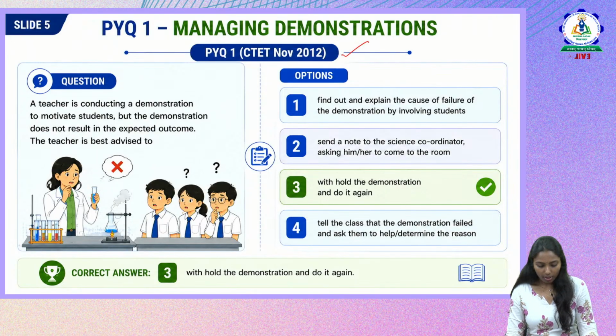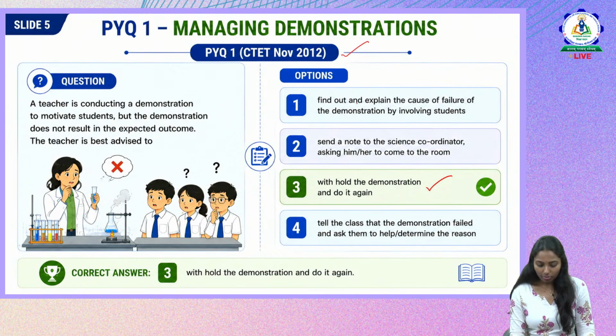So if you see here, as we know in lecture cum demonstration method, even if anything goes wrong, if it doesn't happen as it was supposed to happen, the best thing here is to withhold the demonstration and do it again from the first, as this will give students the right emphasis that the experiment can be done again.